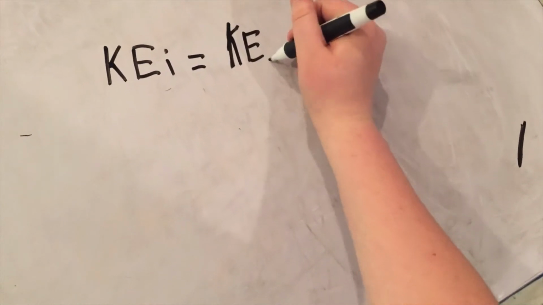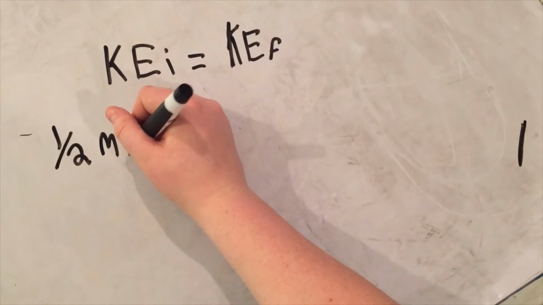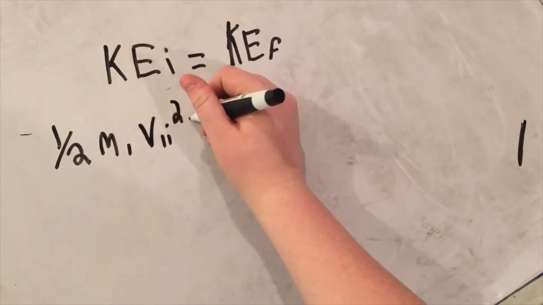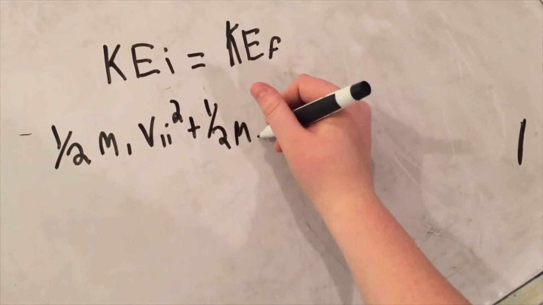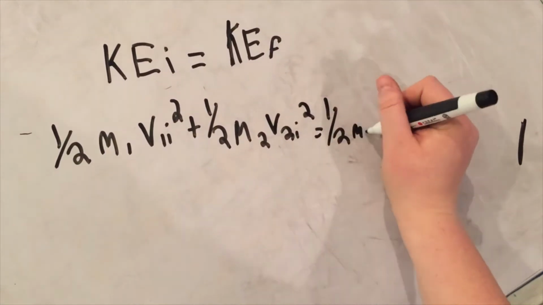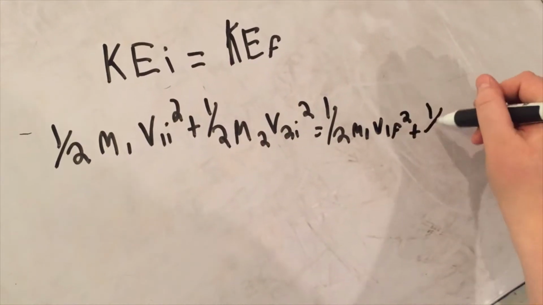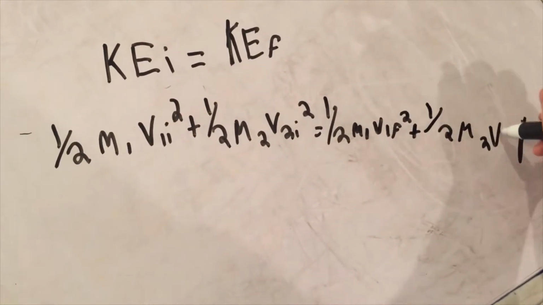Another way of writing this is half mass 1 times velocity 1 initial squared plus half mass 2 times velocity 2 initial squared equals half mass 1 times velocity 1 final squared plus half mass 2 times velocity 2 final squared.